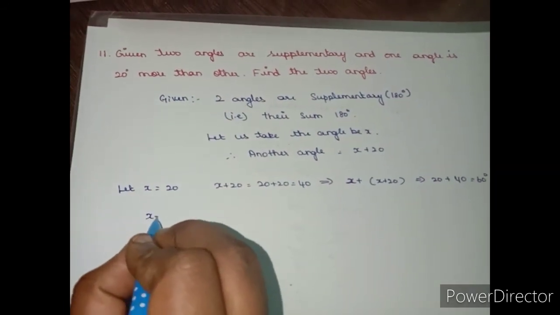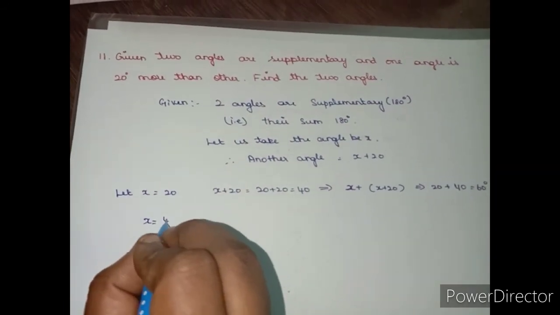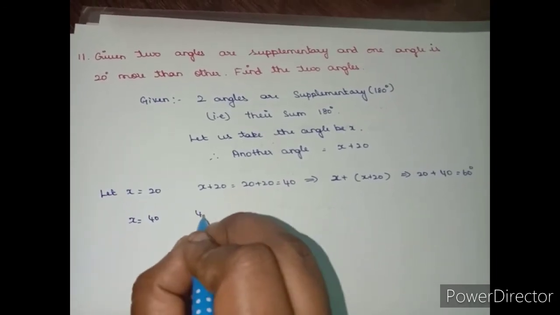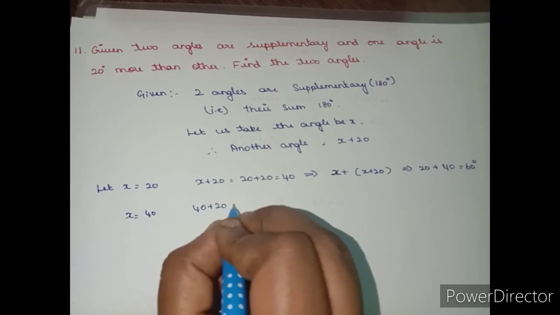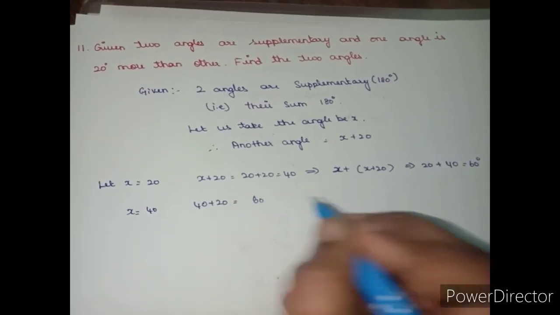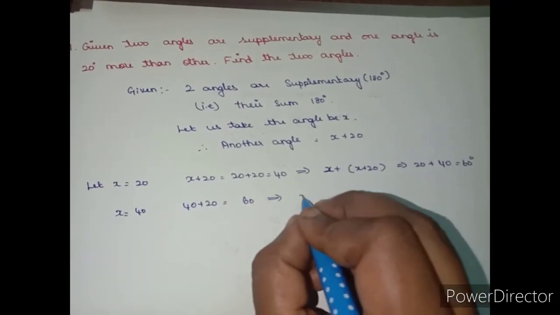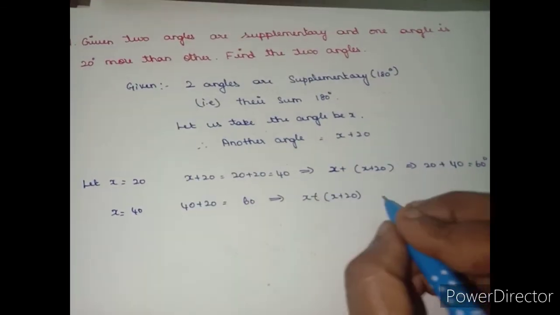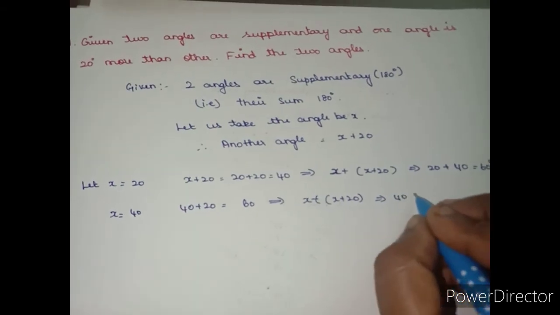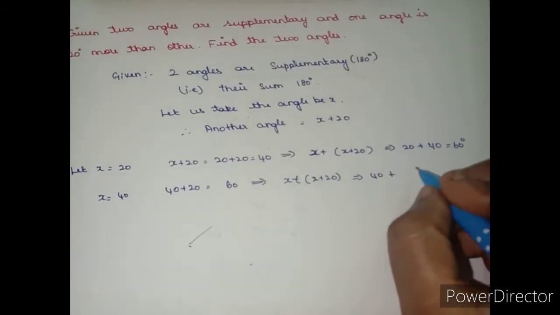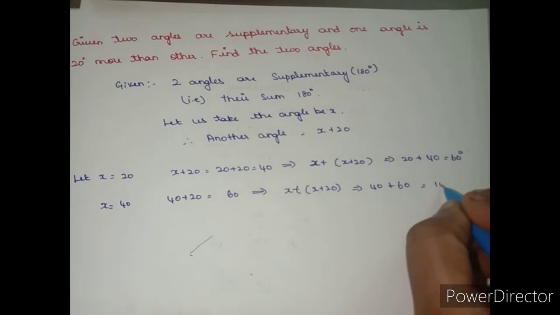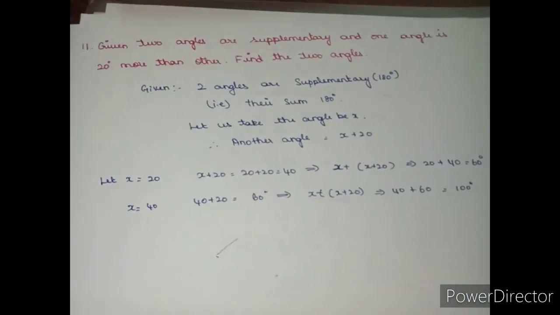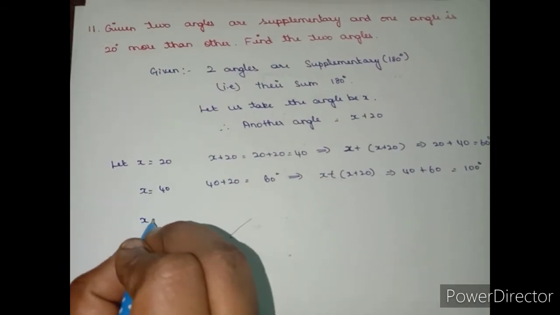Now we'll go with the next degree. x is equal to 40 we will take. So x plus 20 is nothing but 40 plus 20. It is 60. What is the next step? x plus 20. So what is x we have taken? 40 plus what we have got, 60, 100 degree. So 60 degree plus 100 degree, it is 160. So this is also wrong.